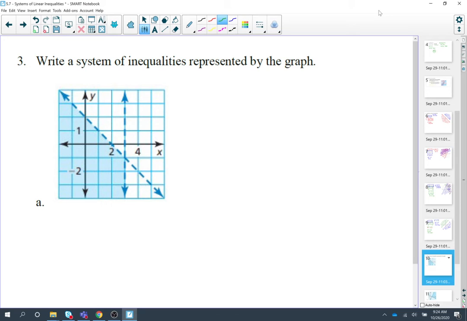Example 3, write a system of inequalities represented by the graph. So now we have to write what was actually graphed. I'm going to start, it doesn't matter which one you start with, I'm going to start with this dotted vertical line. Now remember, if it's a horizontal or vertical line, it's either like an x equals or a y equals.